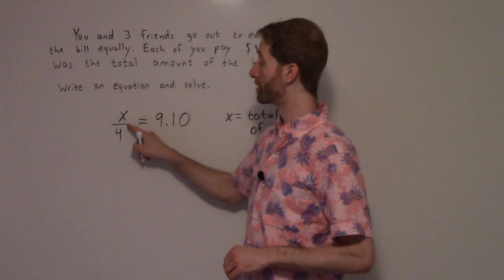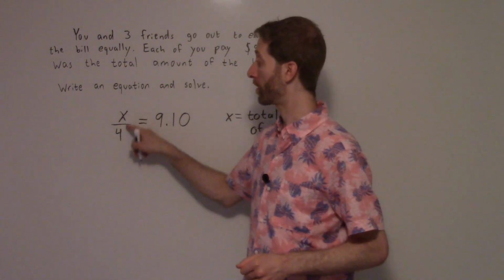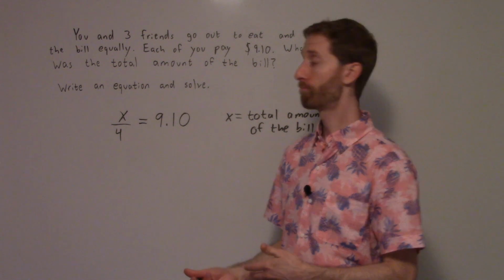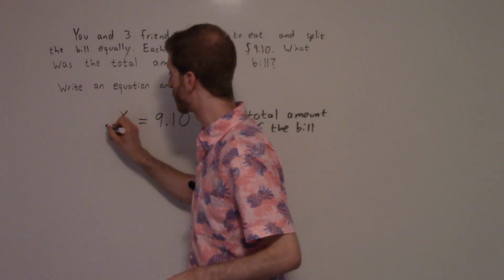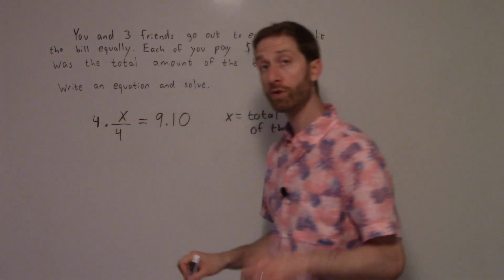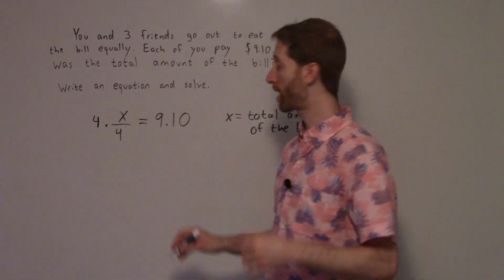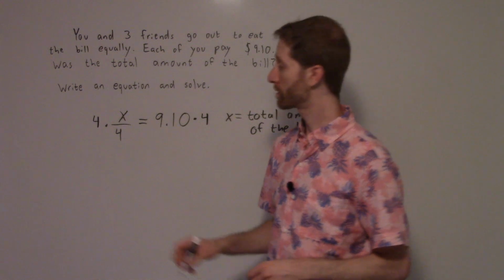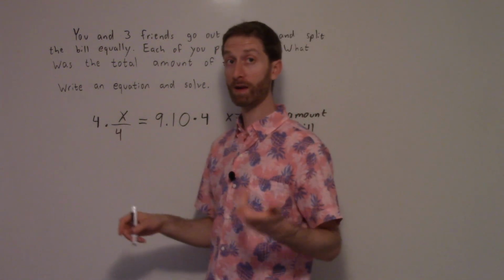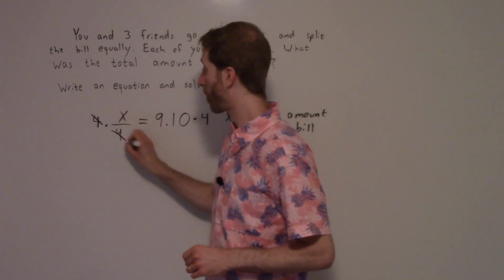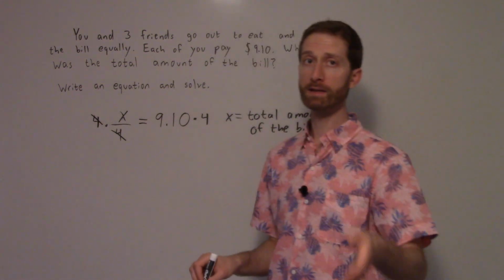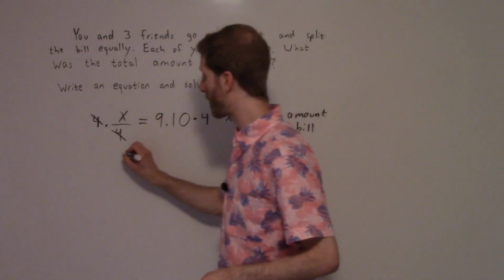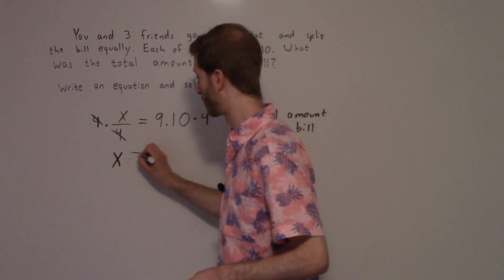To undo the division by 4 that is hanging out right here, we do the opposite operation, right? We multiply by 4. That will undo division. And whatever I do to one side of an equation, I must do to the other to keep the equation true. Now I'm going to do the operations. 4 times division by 4 ends up being 1. If I multiply by 4 and immediately divide by 4, I get 4 divided by 4, which is 1. That leaves us with x, our variable.